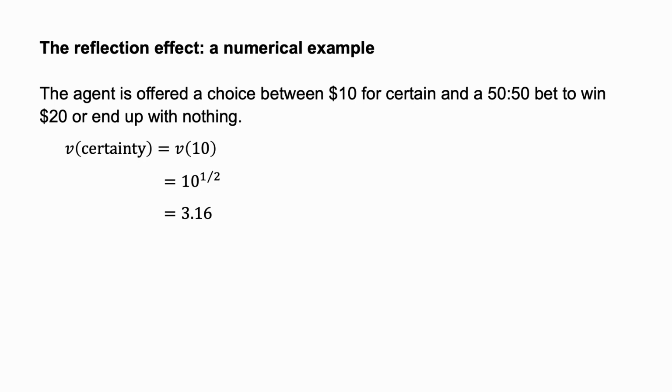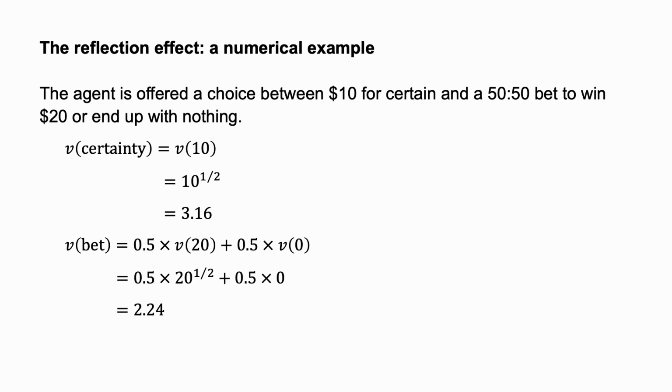For the certain gain, we substitute $10 into the value function. The value of that certain gain equals the value of $10, which equals 10 to the power of 1/2, which equals 3.16. For the bet, we calculate the probability weighted value of the potential outcomes. The value of the bet is 0.5 times the value of 20 plus 0.5 times the value of 0. And we can calculate that equals 2.24. The $10 for certain has a higher value for the agent.